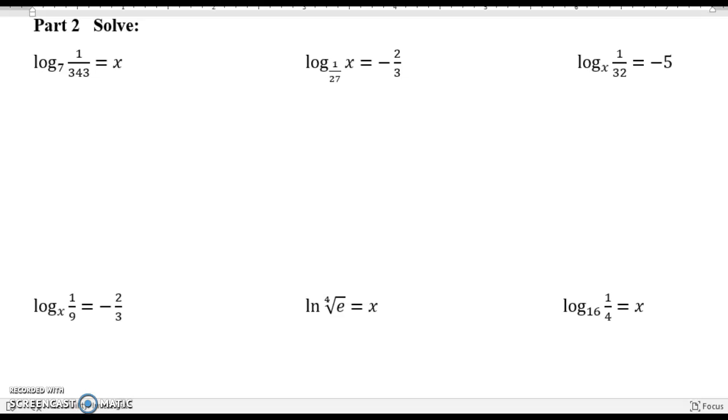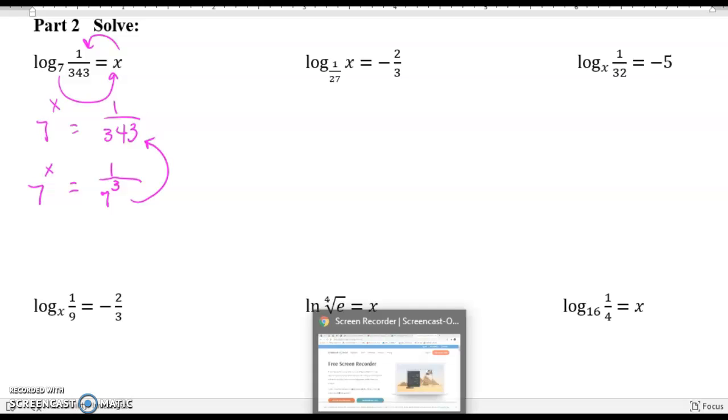Part 2. Now we want to do the same thing. Take it out of log form to solve. 7 to the x power is equal to 1 over 343. Again, we want to get our bases to be equal. So 7 to the 3rd power is equal to 343.